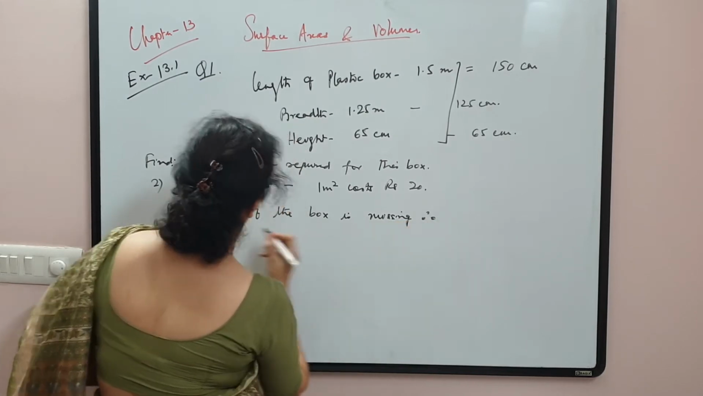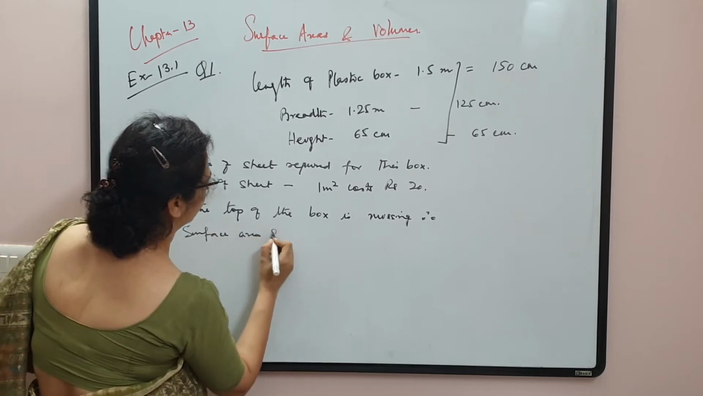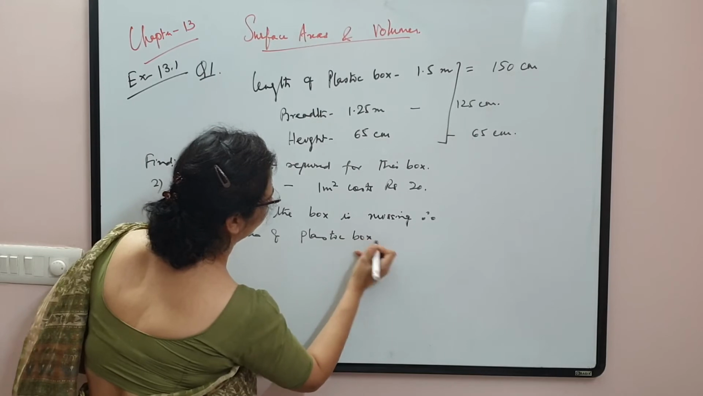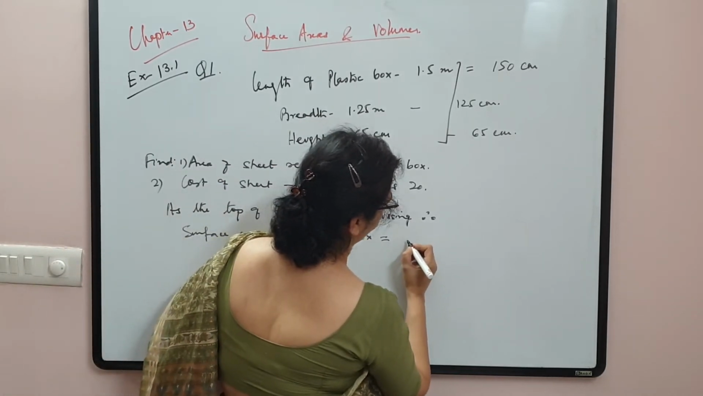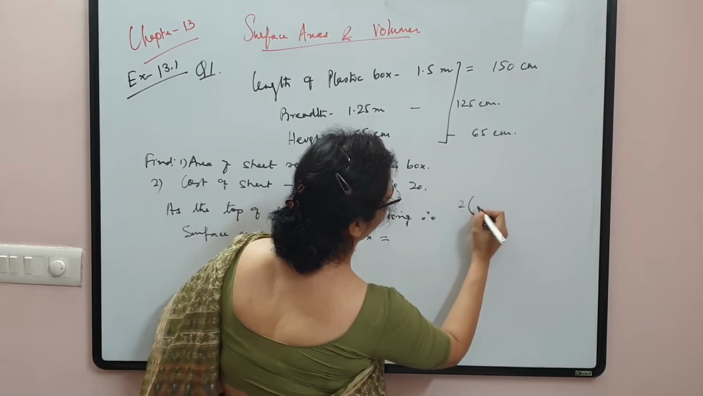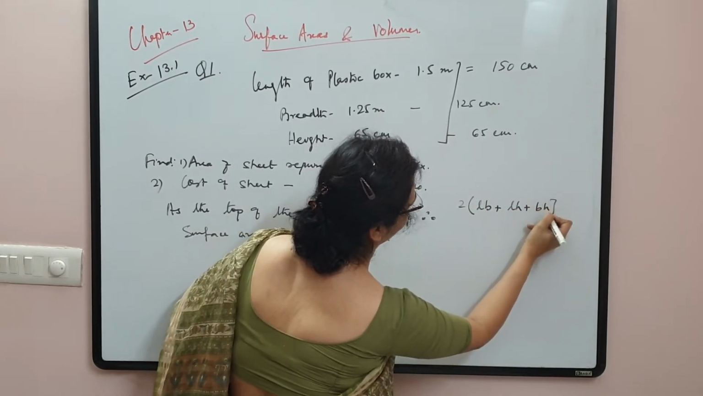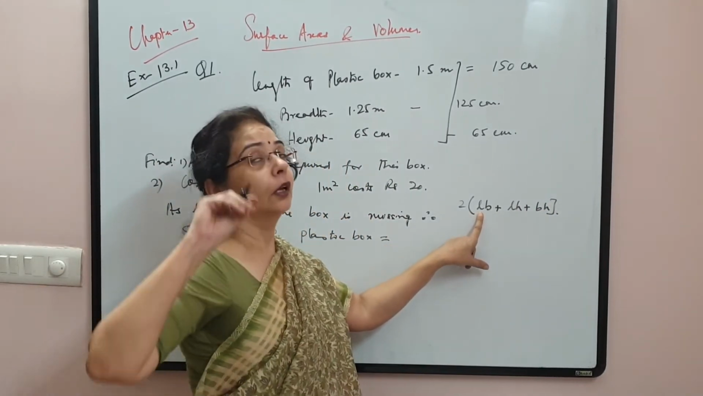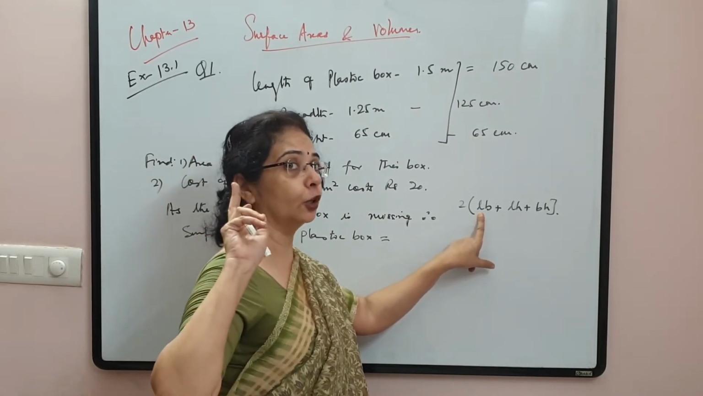therefore, surface area of plastic box is what? See, otherwise, children, it is 2 into (LB plus LH plus BH), that is the way it is. But here L into B, top is L into B, that one top is missing. They are saying it is open at the top.